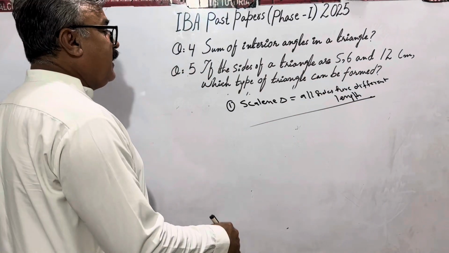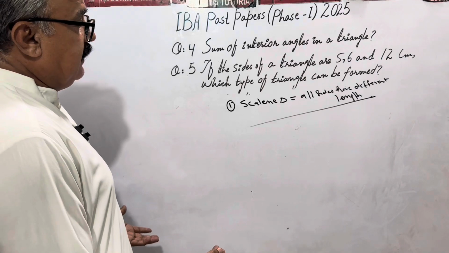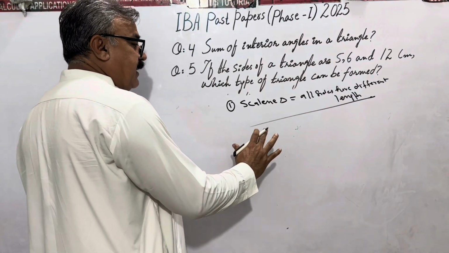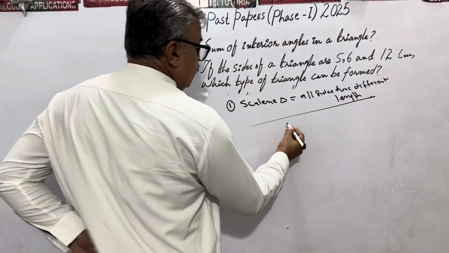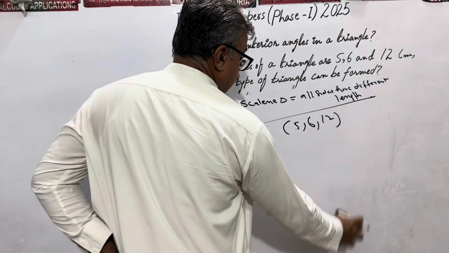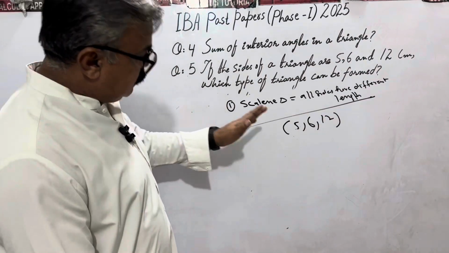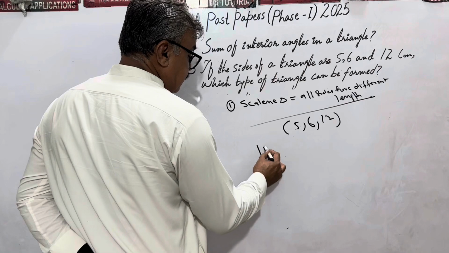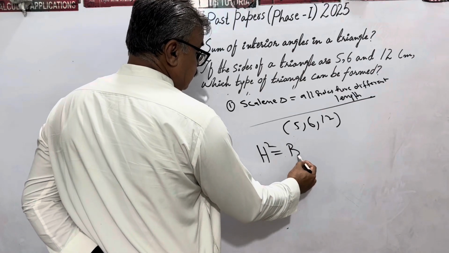But a scalene triangle can be a right angled triangle. Just check these three numbers. They must satisfy the Pythagoras theorem. A scalene triangle can also be a right triangle. Let's verify, yes or not, using the Pythagoras theorem.